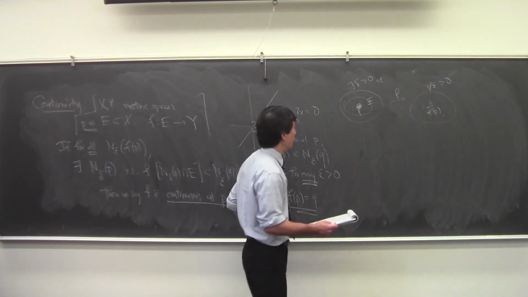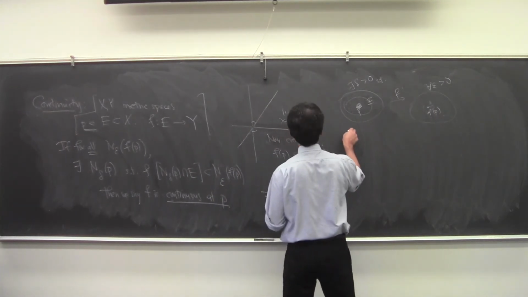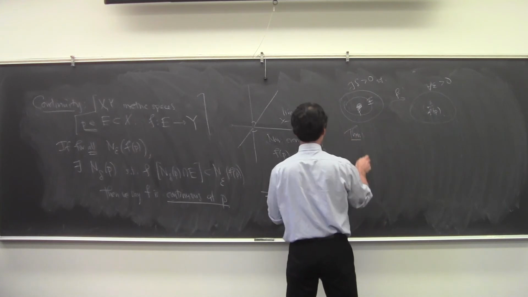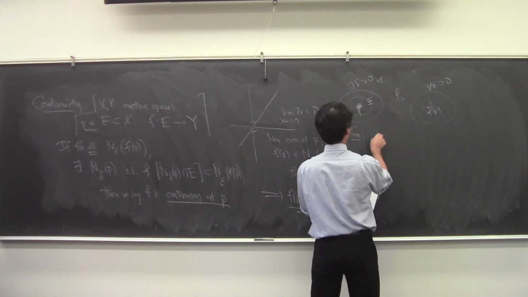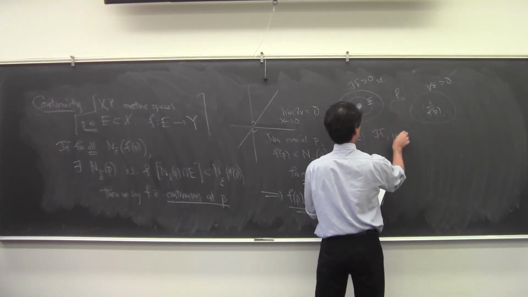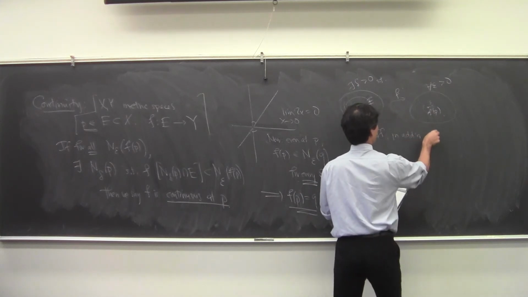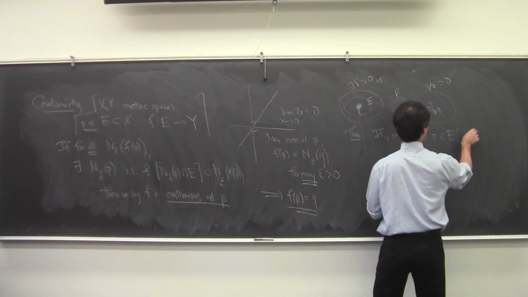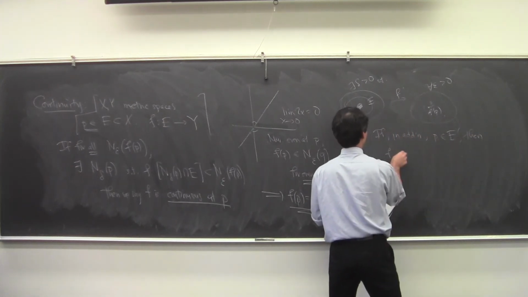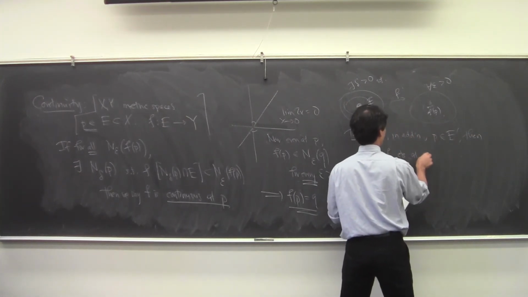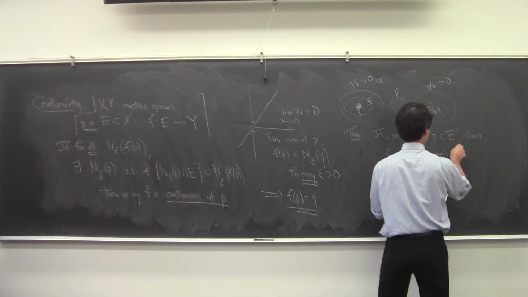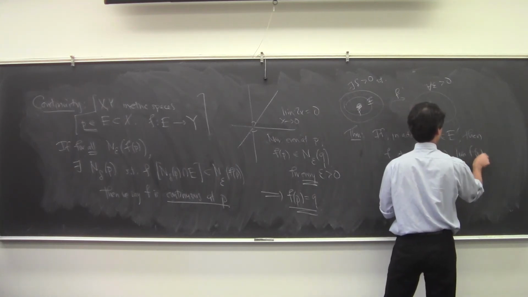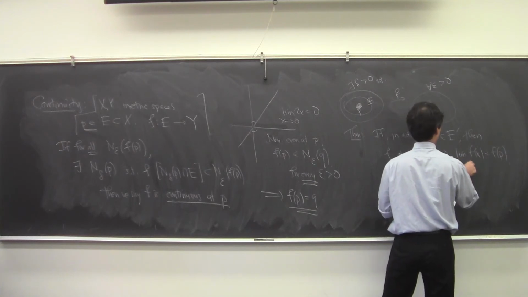I hope you can see that the following is clear. If, in addition, P is a limit point, then f continuous at P is the same thing as saying that the limit of f of x is f of P as x approaches P.